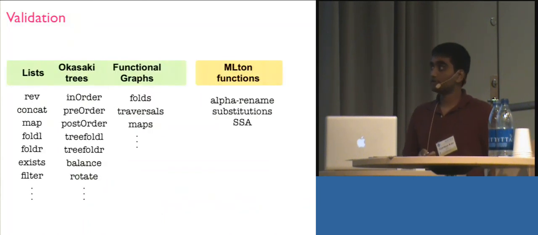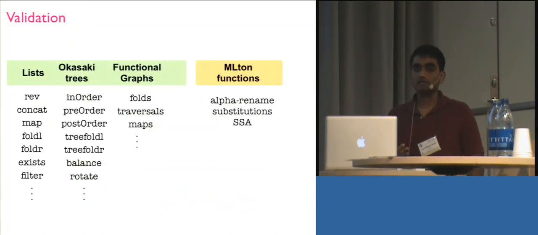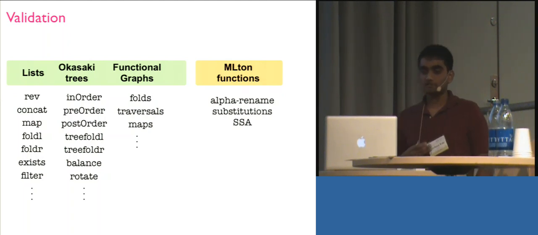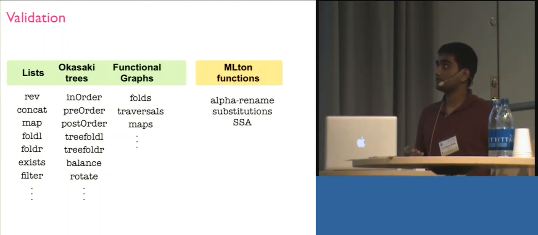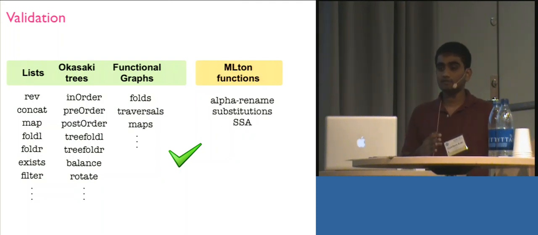So we have used getList to verify a series of list library functions such as reverse and concat, tree library functions such as in-order and rotate, and functional graph library functions such as traversals and so on. More importantly, we have used getList to verify certain functions in the Milton compiler toolchain itself, for example alpha renaming, substitutions, and SSA tree modification passes. getList was able to successfully verify all these library functions as well as the compiler toolchain functions in a time span that is comparable to the actual ML type checking pass done by the Milton compiler itself.